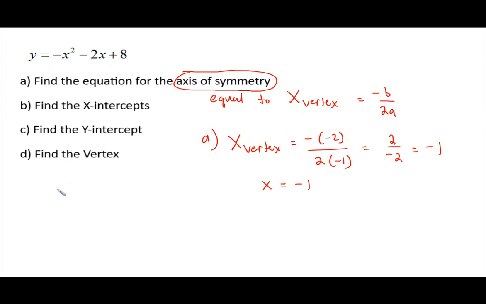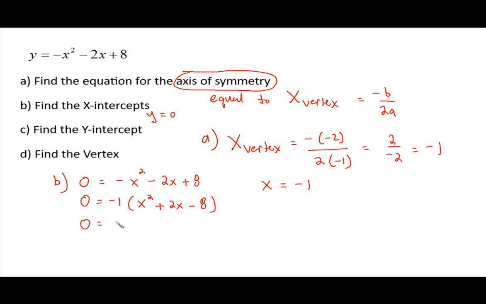Okay, let's take a look at part B. Part B says find the x-intercepts. Remember, to find the x-intercepts, we make y equal to 0. So when you make y equal to 0 here, you get 0 is equal to negative x squared minus 2x plus 8. I want the x squared to be positive, so I'm going to factor out a negative 1. I take out a negative 1, and I get x squared plus 2x minus 8. Now if I divide both sides by negative 1, it's still 0 on the left side. The negative 1 will be gone.